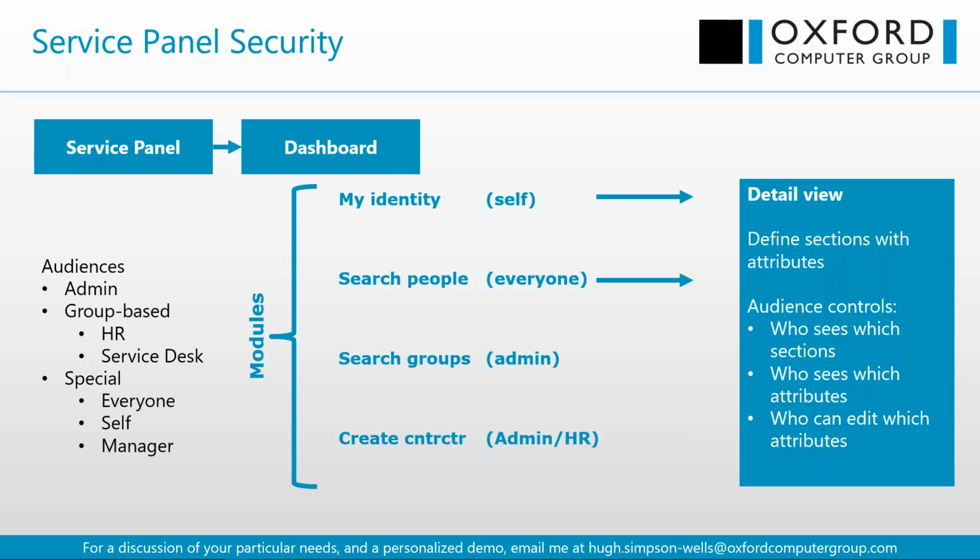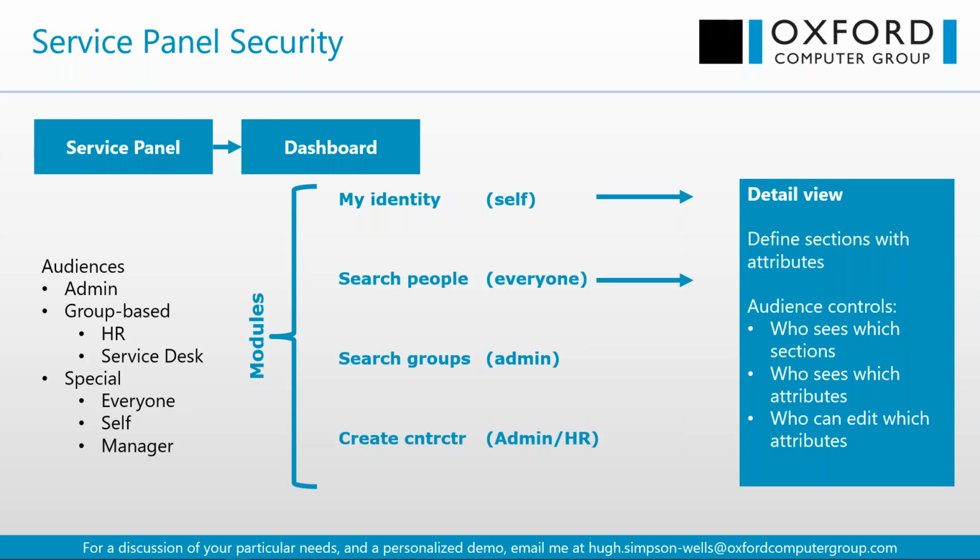Then there are some special groups which are kind of built in. So there's everyone, which is trivial. Self is very important. So this is a referential thing. So is manager. And you can imagine that these different audiences, depending on who they look at, would be able to do different things. So a manager might be able to edit some details of a user that any other user couldn't. For yourself, you might be able to edit certain attributes which nobody else can edit.